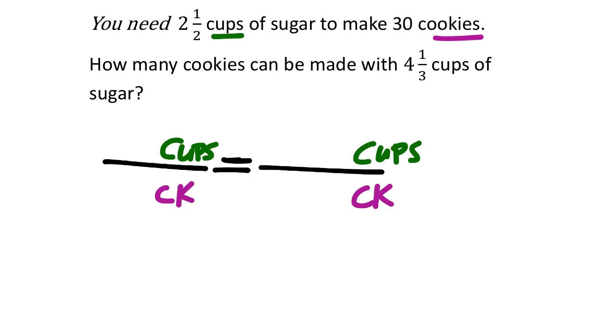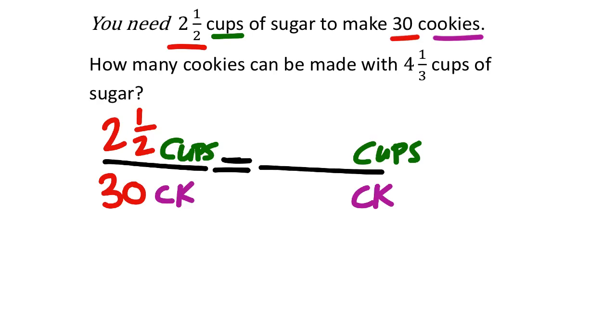Now that I have these labeled, I can start putting in values. It's 2.5 cups to 30 cookies. So we'll put those values in. It was 2.5 cups, and I know this 2.5 goes in the numerator because that's where I put the label cups. And the 30 cookies, that's already labeled cookies in the denominator, so 30 is the denominator.